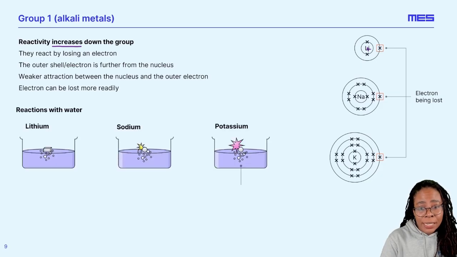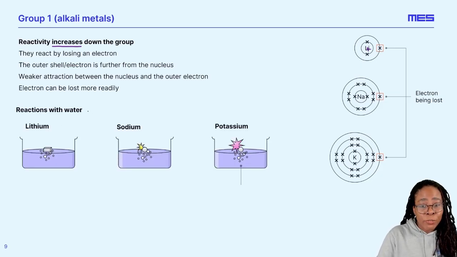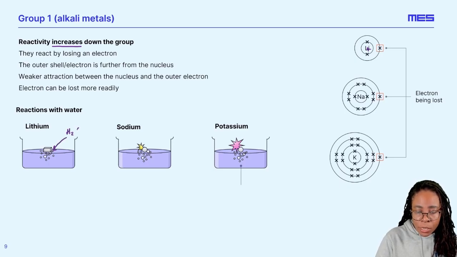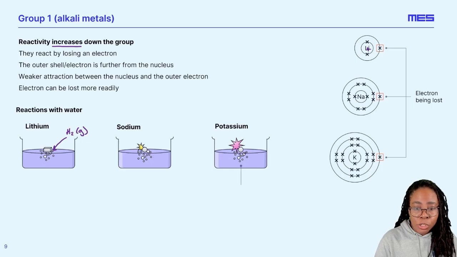We see that in practice when we look at the reactions of group 1 metals with water. As we already established, that gives us the metal hydroxide and hydrogen gas. So we can see that hydrogen gas in the terms of the bubbles that are produced, and the metal hydroxide would turn the solution alkaline. So if we were to add universal indicator, then that universal indicator would turn blue/purple.